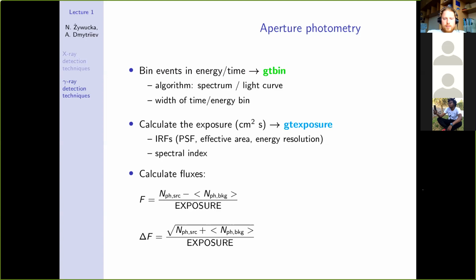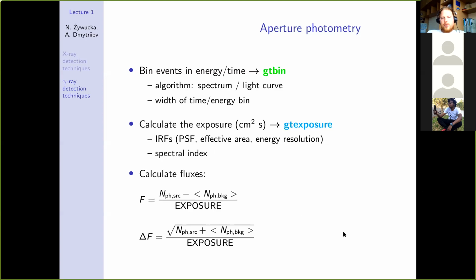And also, okay, what are the IRFs? Okay, this is instrument response. So this includes the point spread function, PSF, the effective area depending on energy. Okay, all of that heavily depends on energy, and energy resolution.